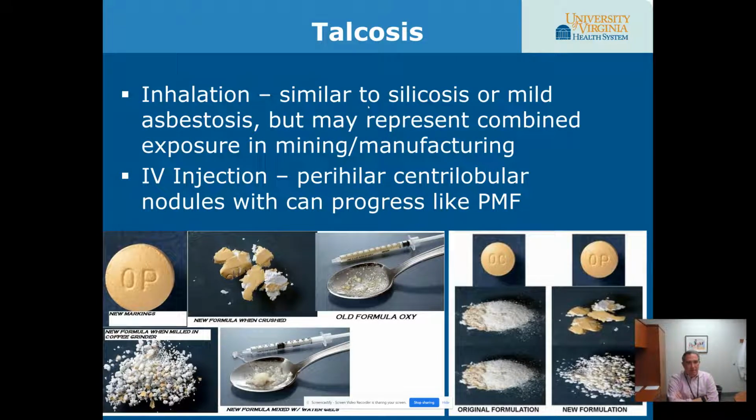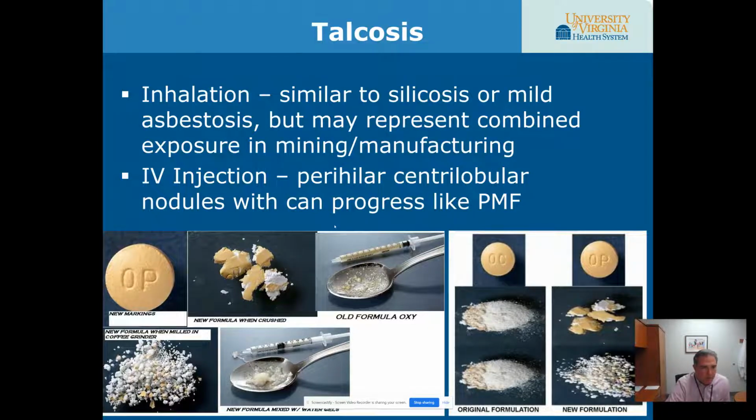You can either inhale talc if you're working in a talc factory or mining it. More recently, there have been published cases of talcosis: apparently if you crush up your OxyContin, you can heat it and inject it, and it has the talc, which is the filler material within the pill, and you can have these perihilar centrilobular nodules. They used to be able to grind up OxyContin and inject it, but now they changed the formula so it clumps up and turns into a gel, so you can't draw it up in a syringe. I thought that was kind of interesting.